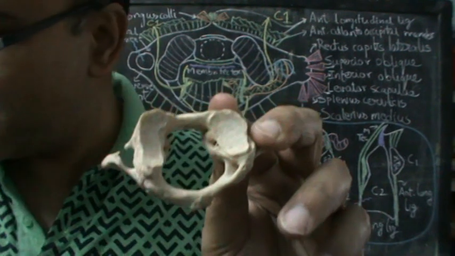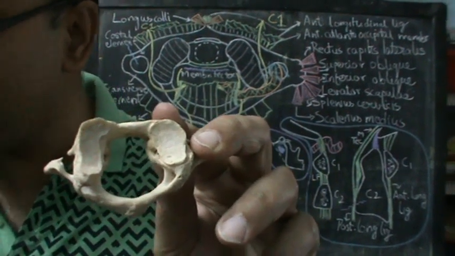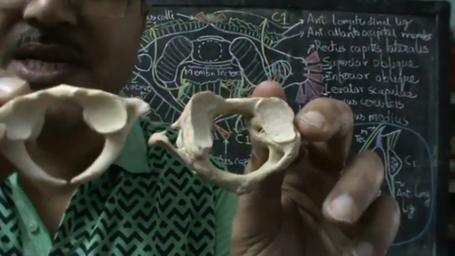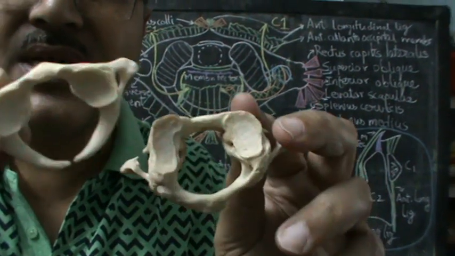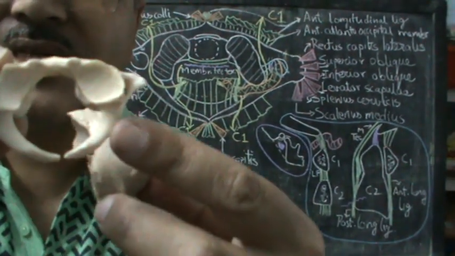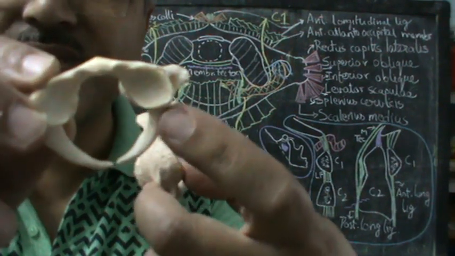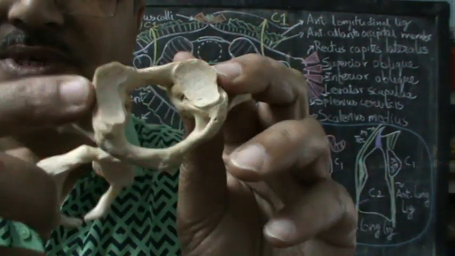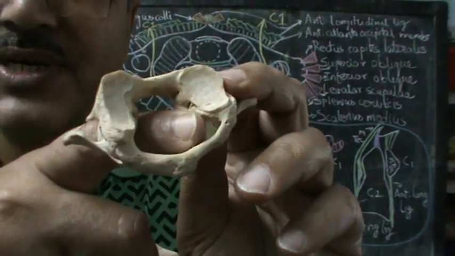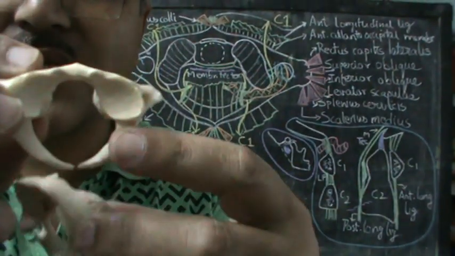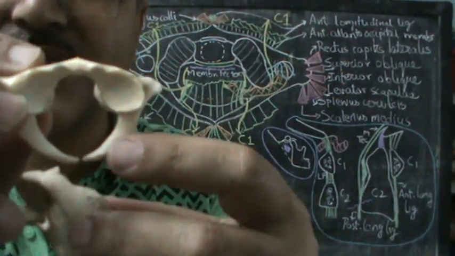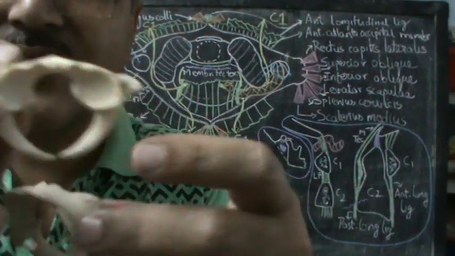And let's see if we have another specimen in which you don't have a groove. See, this is another specimen of the atlas. Here on the posterior arch you see that there is just a groove, there is no tunnel over here, there is no hole, but on this specimen this groove has been converted into a tunnel. So this is the groove for the vertebral artery, or the sulcus for the vertebral artery.